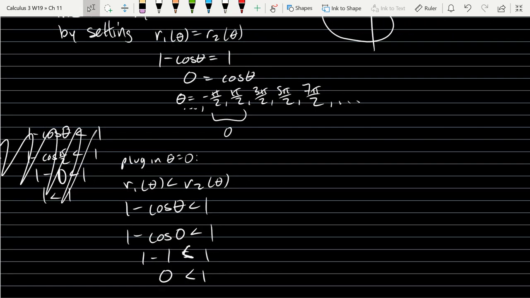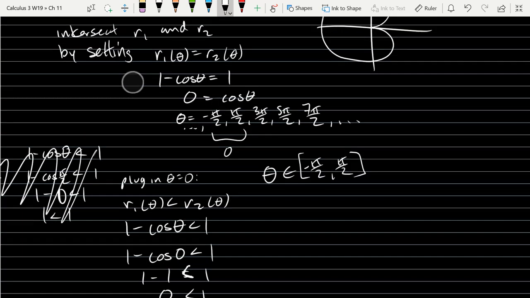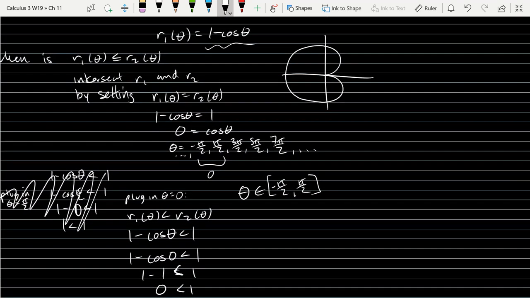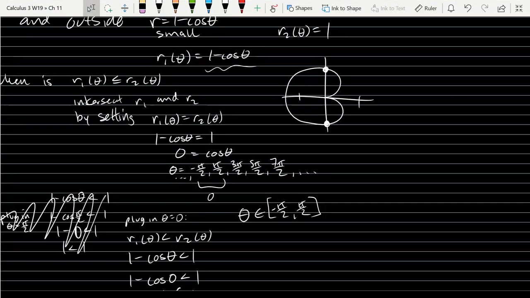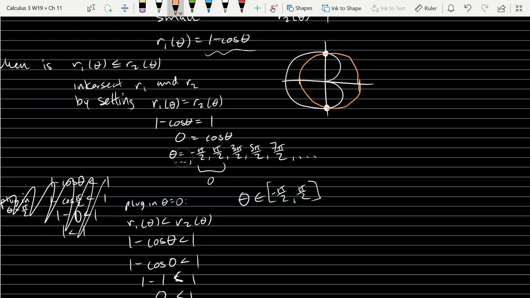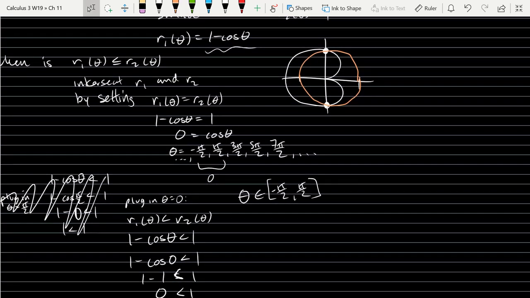So I am going to use my interval from negative pi over 2 to pi over 2. Going to my graph, that means I am hitting right at the negative pi over 2 and pi over 2 right there. That's where the circle's intersecting. The circle has a radius 1, so I should graph it in orange. All right, so there's my circle. Any questions on the computations that we made?